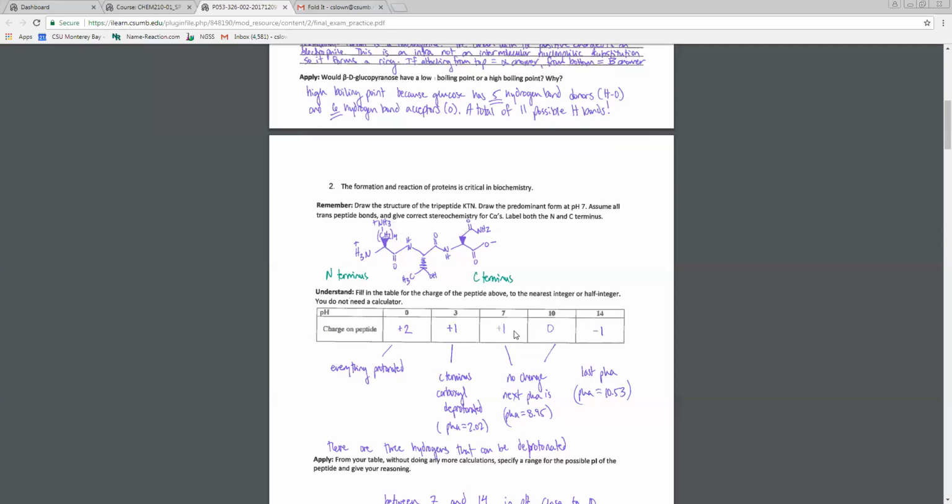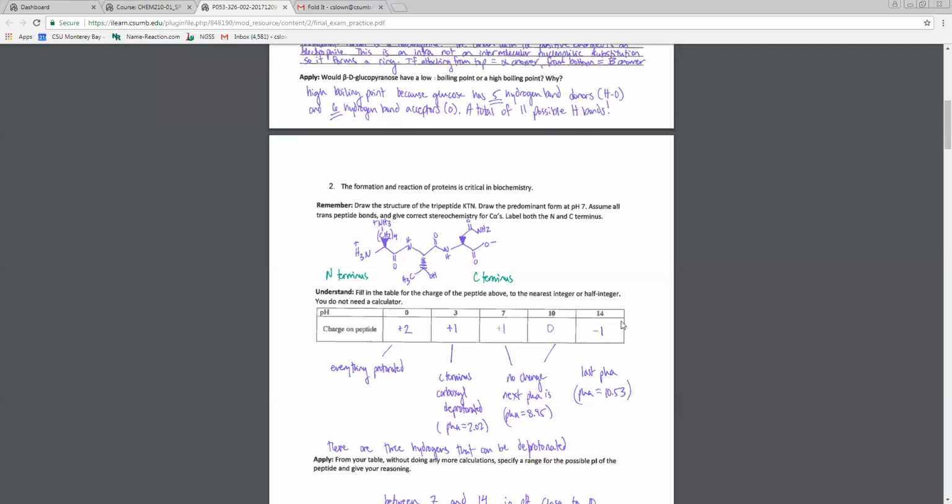That's at pH 3. At pH 7, are we deprotonating anything else? No, so it's going to stay the same. Here, the next pKa is where we see a change. That's a pKa of 8.95. So once we get to 10, we're going to see this proton come off. The last pKa that we see is the 10.53.